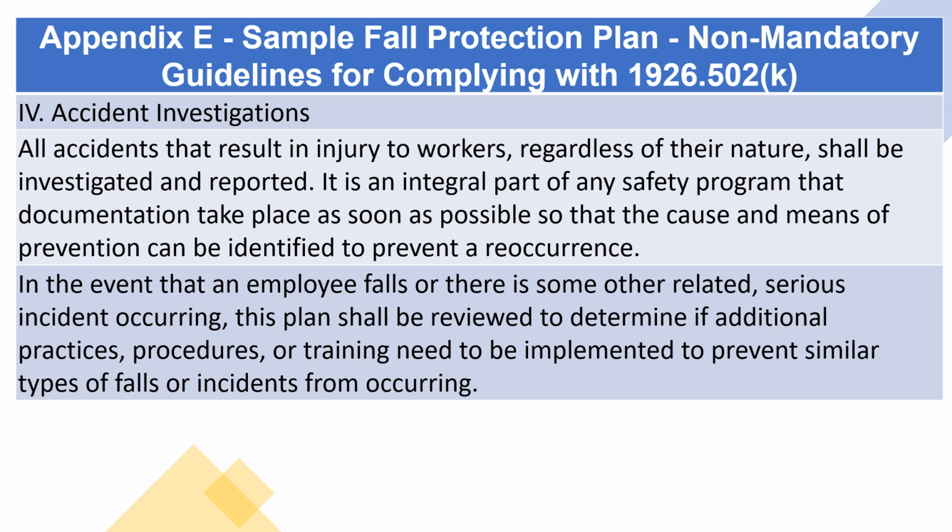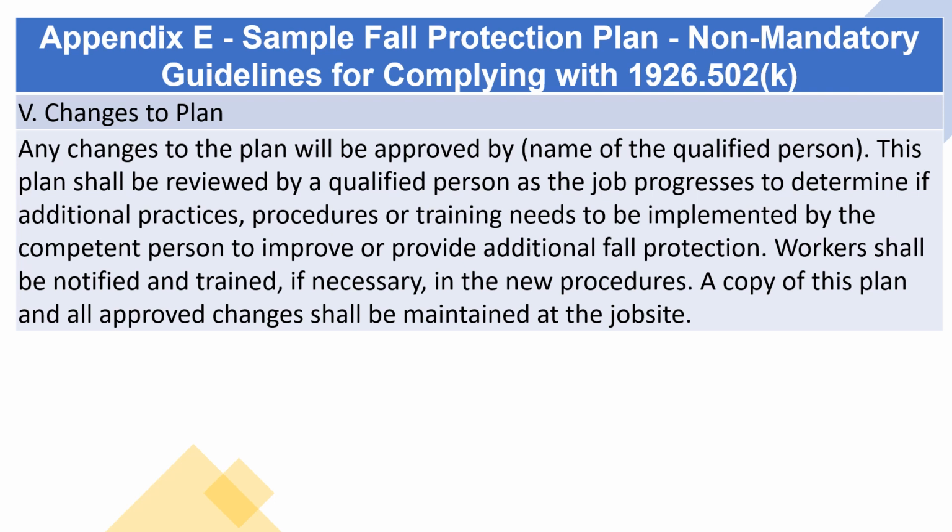In the event that an employee falls or there is some other related, serious incident occurring, this plan shall be reviewed to determine if additional practices, procedures, or training need to be implemented to prevent similar types of falls or incidents from occurring. Changes to plan: any changes to the plan will be approved by name of the qualified person. This plan shall be reviewed by a qualified person as the job progresses to determine if additional practices, procedures, or training need to be implemented by the competent person to improve or provide additional fall protection. Workers shall be notified and trained, if necessary, in the new procedures. A copy of this plan and all approved changes shall be maintained at the job site.